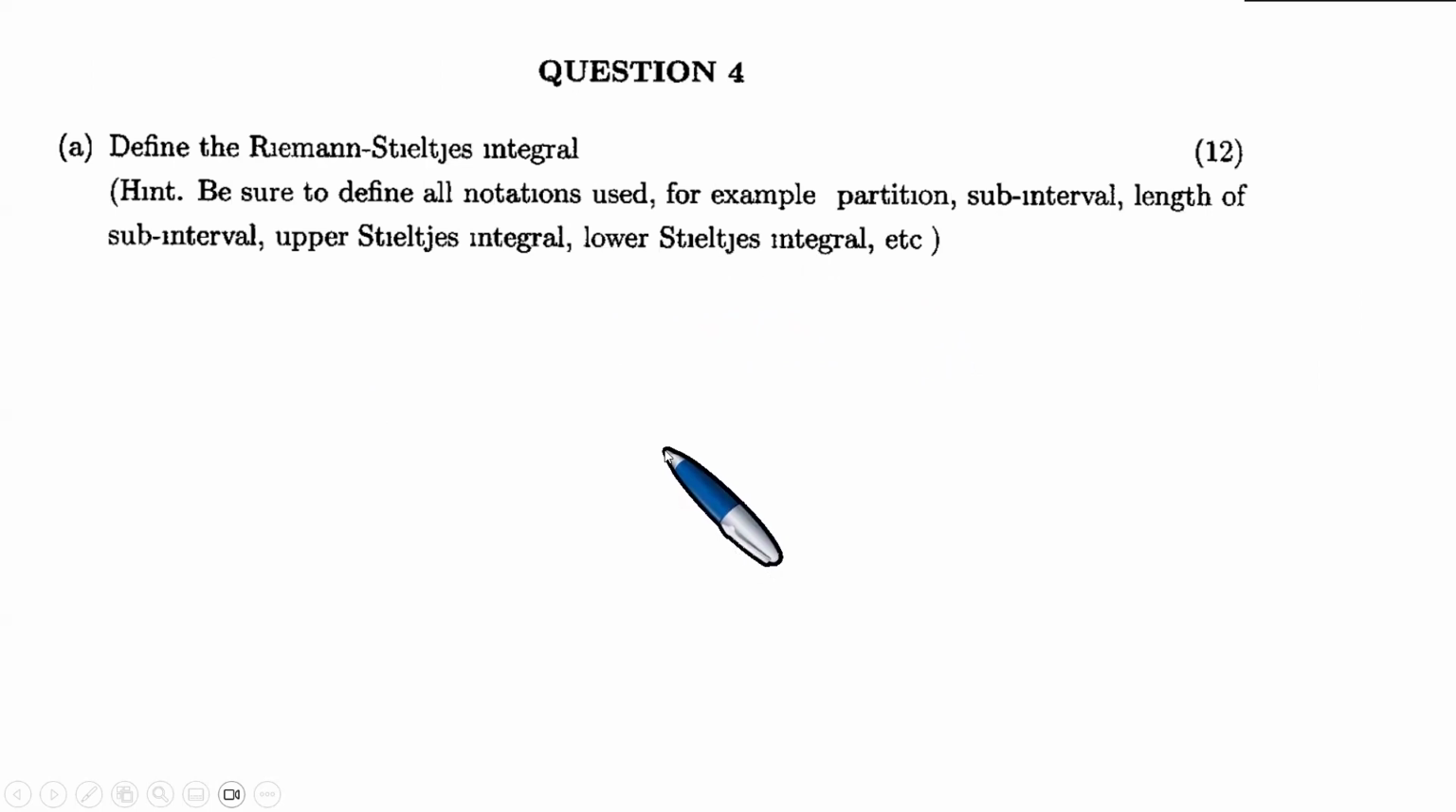Question 4. Define the Riemann-Stieltjes integral. So we'll look at the Riemann-Stieltjes integral in terms of the upper sum, lower sums, and things. Be sure to define all notation because it has lots of notation. 12 marks. You must be able to know this for the exam, and obviously it is expected that there will be questions on the Riemann-Stieltjes integral. Be sure to define all notations used, for example, partition, subinterval, length of subinterval, upper Stieltjes integral, lower Stieltjes integral.